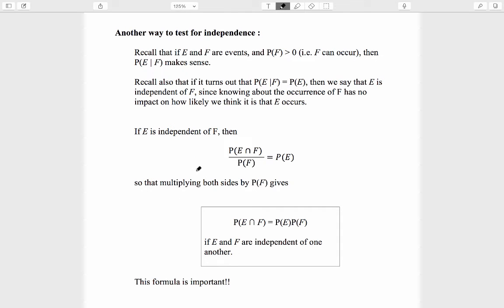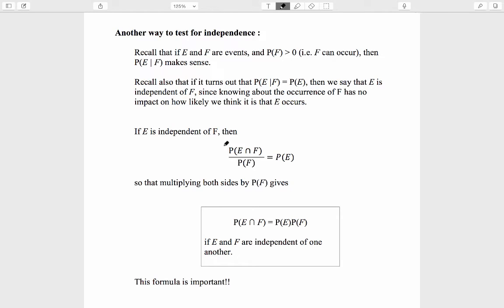Now that we have thought a bit about conditional probability and independence, let's look at another way of testing 2 events for independence. We recall that if E and F are events, and the probability of F is greater than 0, then the probability of E given F makes sense. We recall also that if it turns out that the probability of E given F equals the probability of E, that is, the after-the-fact probability, after knowing that F has occurred, is the same as the before-the-fact probability, before we knew anything about F, then we say that E is independent of F, since knowing about the occurrence of F has no impact on how likely we think it is that E occurs.